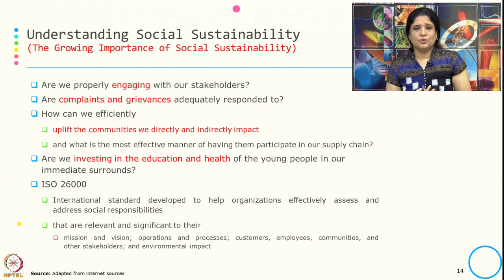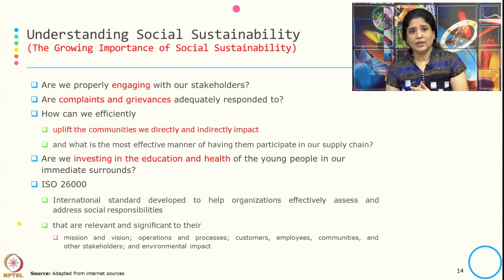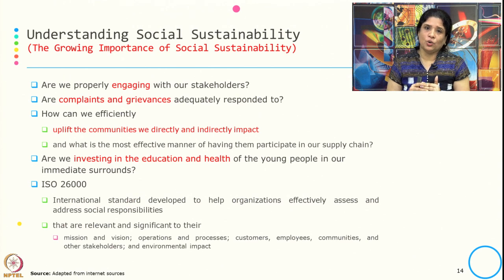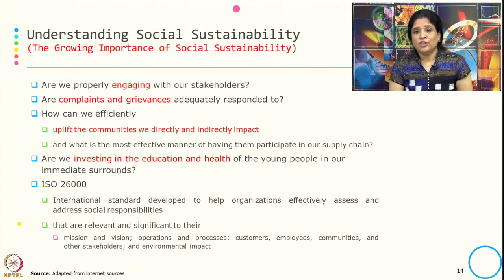Now, why is there a growing importance of social sustainability? It is because of the queries that the business community faces at different points of time. Are we properly engaging our stakeholders? With respect to complaints and grievances, are we adequately responding to them? How efficiently are we uplifting the community we directly or indirectly impact? What is the most effective manner to bring them into the supply chain? Are we investing in the education and health of the young people in our immediate surroundings?